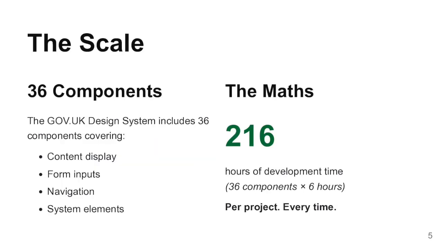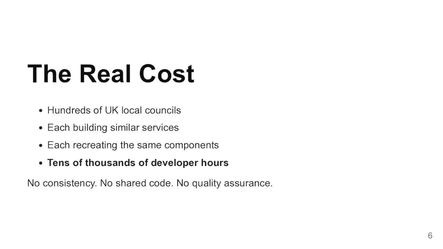The gov.uk design system has 36 components. If each component takes an average of 6 hours to implement properly, that's 216 hours of development time per project. Multiply that across the hundreds of local councils in the UK, and we're talking about tens of thousands of developer hours spent recreating the same components over and over again. That's not just inefficient, it's wasteful.